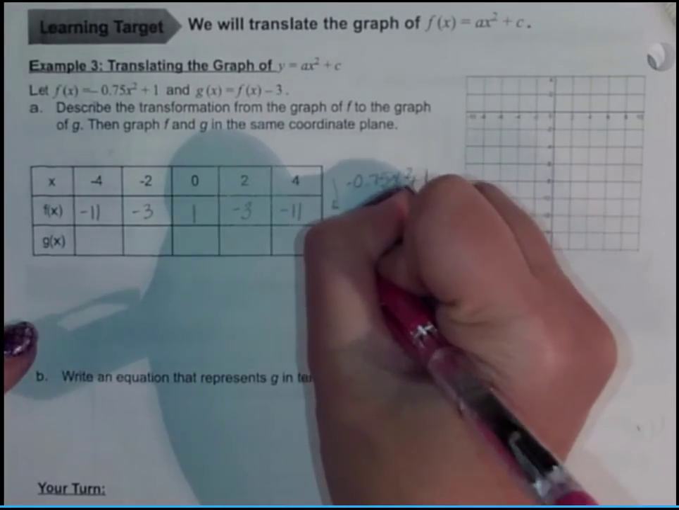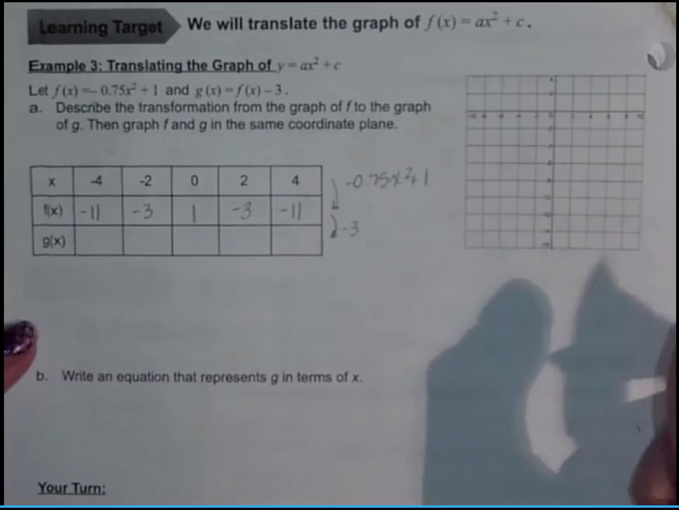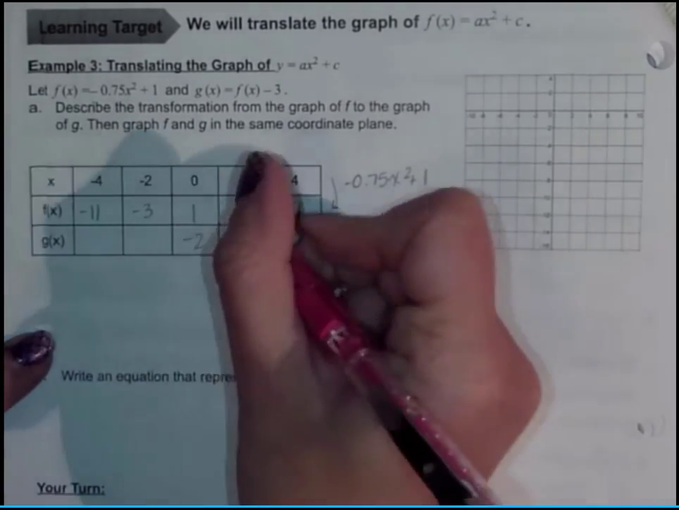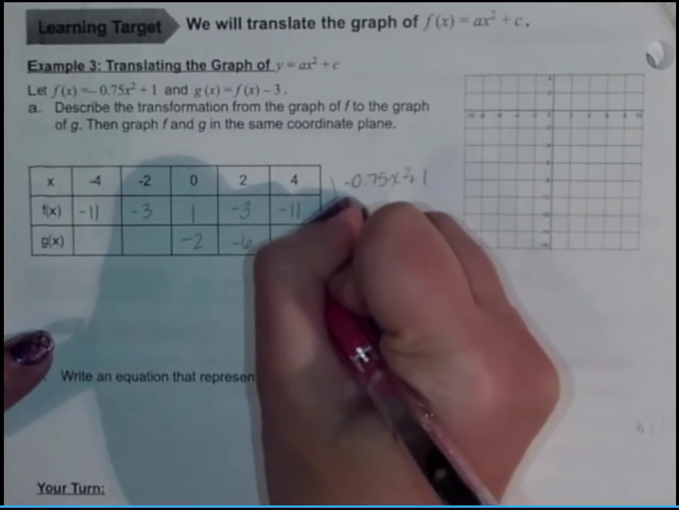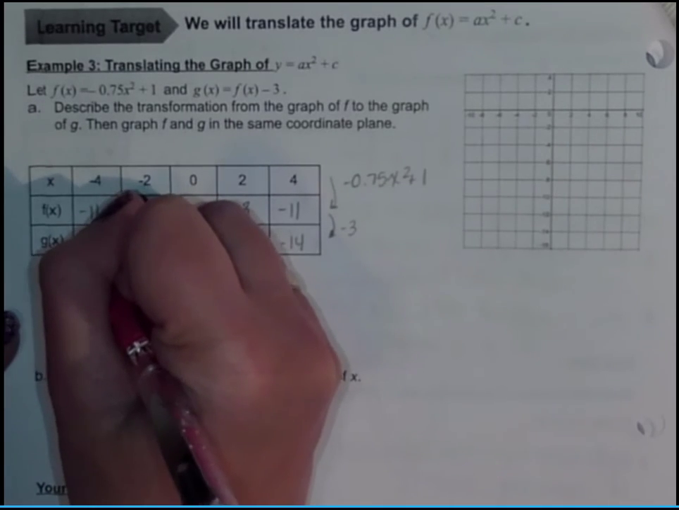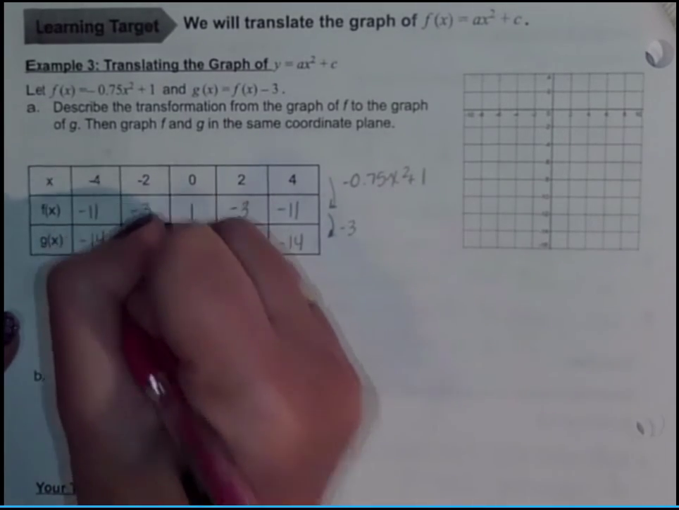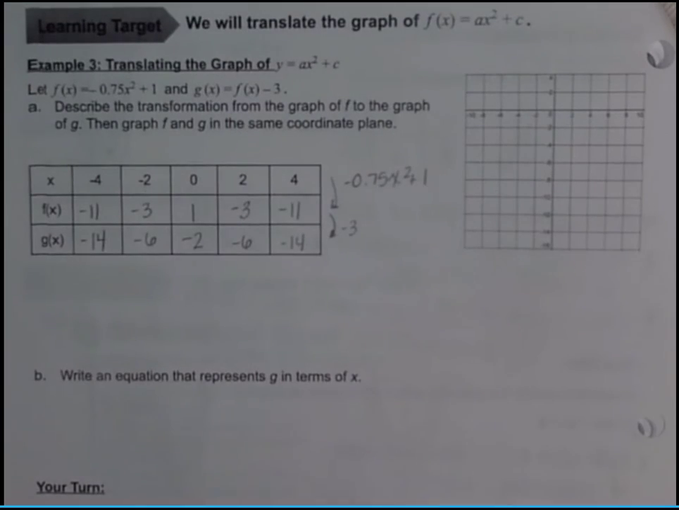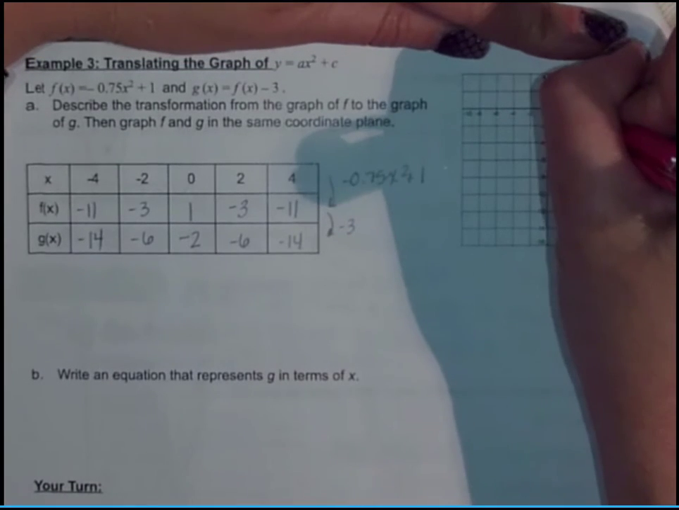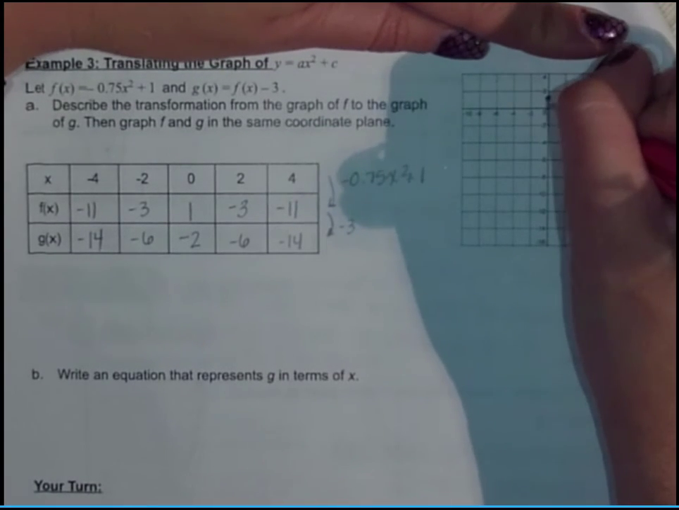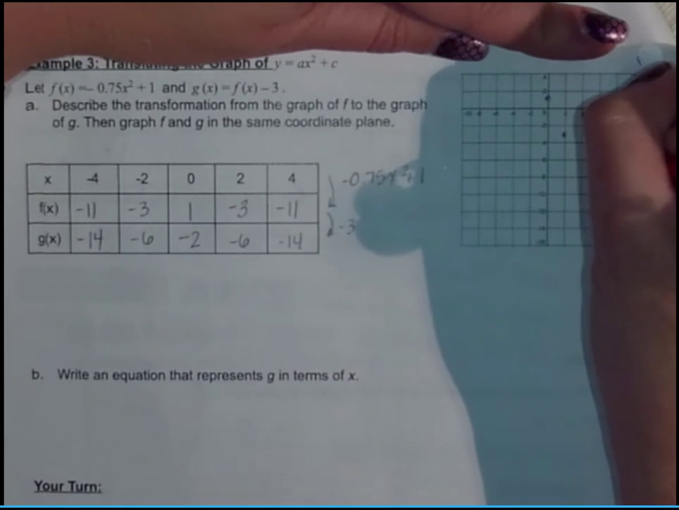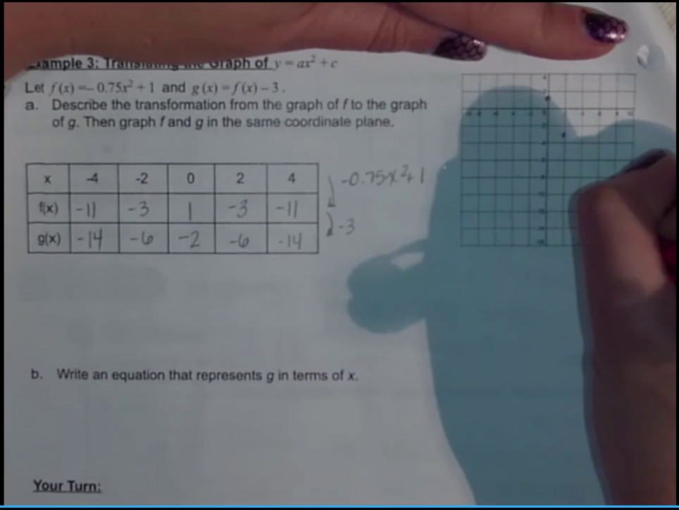Next, what I want to do is subtract 3 from those. So 1 minus 3, -2, -6, -14. Once again, I know that this is symmetrical. So I've got my points. Now let me go ahead and graph it. So this is going to be my first one. So I have 0, 1, 2, -3, 4, -11.